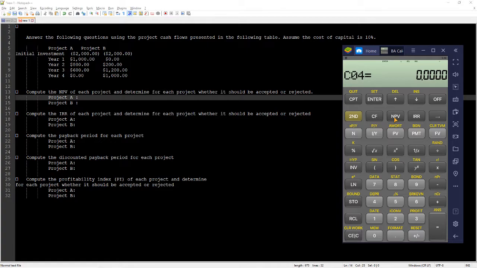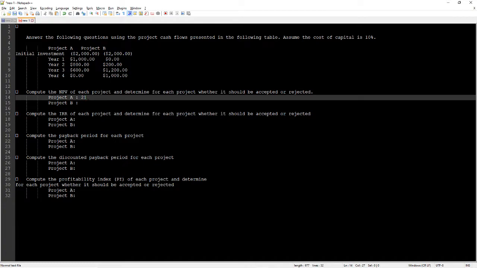Now with all that given, we go to NPV. Our cost of capital is 10% for this problem, so we're going to enter that in and compute NPV, and that's $21. Since the NPV is positive, we will go ahead and accept that project.